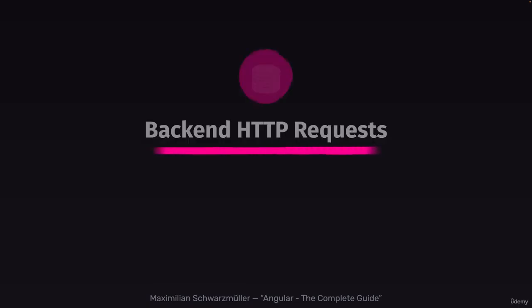Thus far in this course, we always built Angular applications that worked on their own, that needed no data from a database and didn't try to save any data in a database. And that's going to change now in this section, because in this section, you will learn how to connect a backend to your Angular application and how to send HTTP requests to that backend and how to deal with responses you're getting back from that backend.